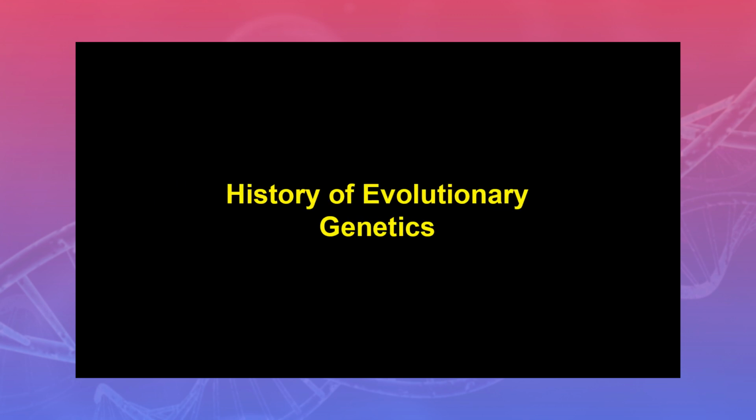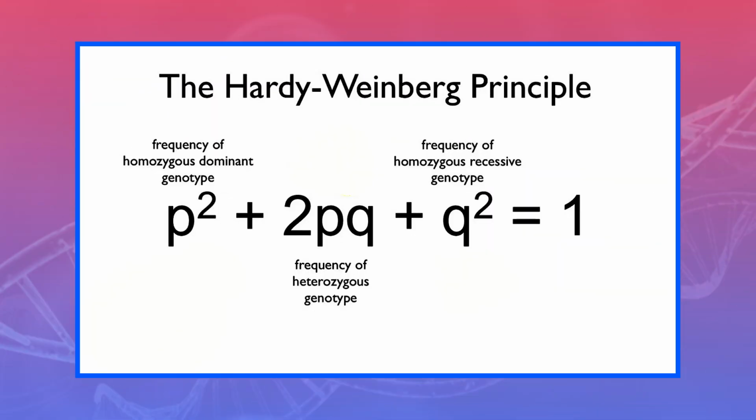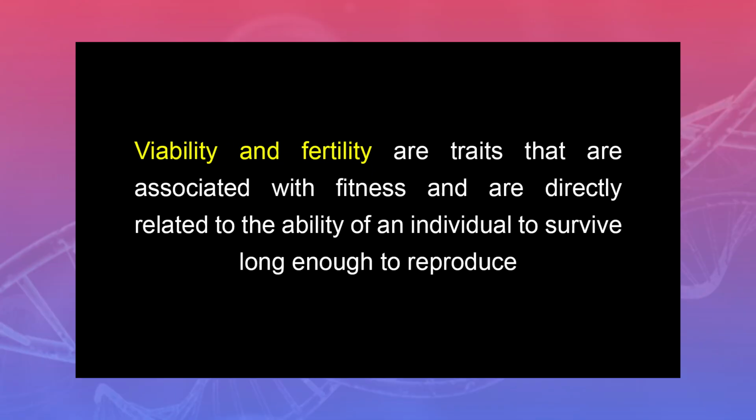Dear students, let's understand the history of evolutionary genetics. Because a genetic population is described as the sum of gene or allelic frequencies for all the genes represented by that population, it follows that for evolution of a species to occur, the gene frequencies of that population must undergo change. The Hardy-Weinberg law describes a population that exists in genetic equilibrium. Several factors can act to change fitness. Viability and fertility are traits that are associated with fitness and are directly related to the ability of an individual to survive long enough to reproduce.